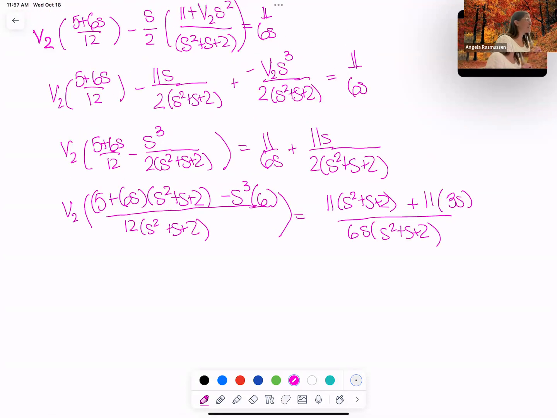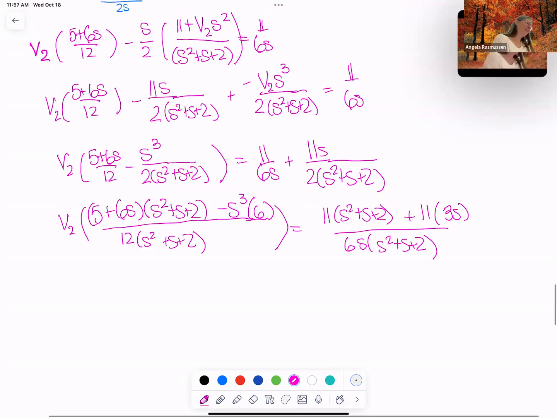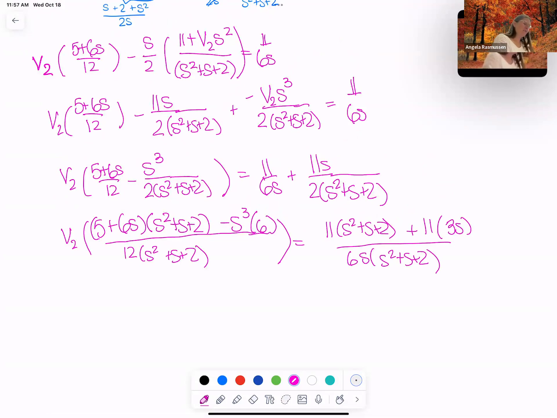I'm just kind of doing this. Are you guys following as I'm doing all this? Stop me if I do a step and you're like, what did you just do?